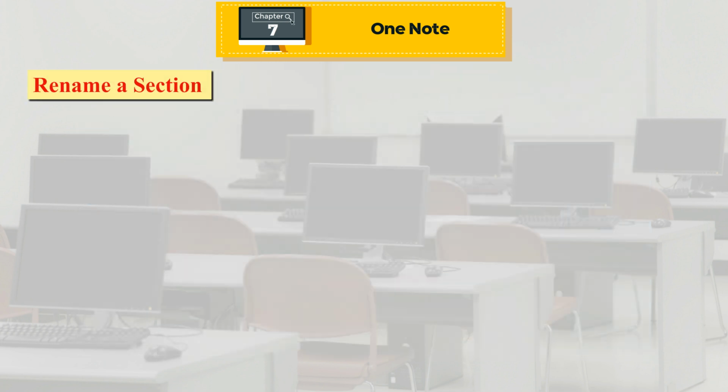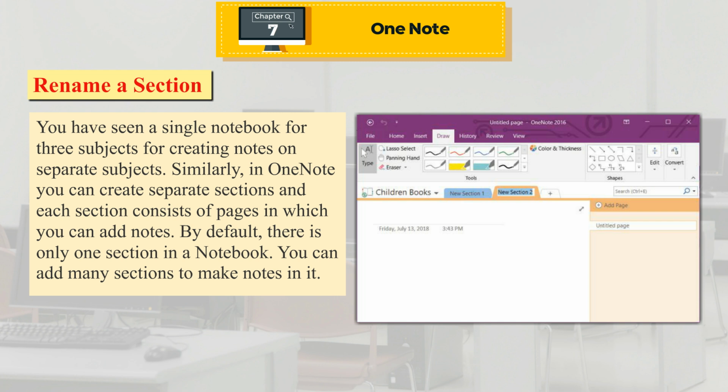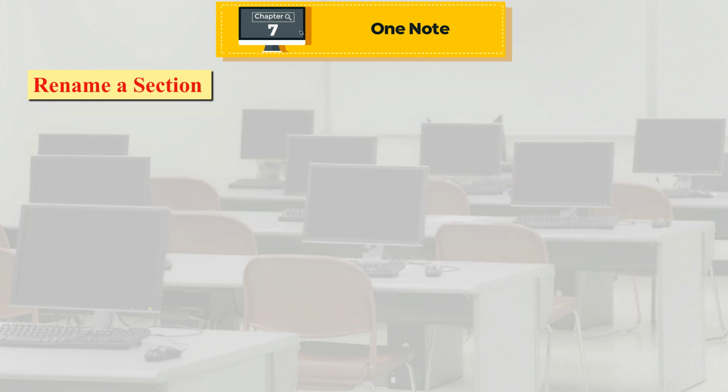Rename a section. You have seen a single notebook used for 3 subjects for creating notes on separate subjects. Similarly, in OneNote, you can create separate sections and each section consists of pages in which you can add notes. By default, there is only one section in a notebook. You can add many sections to make notes in it.